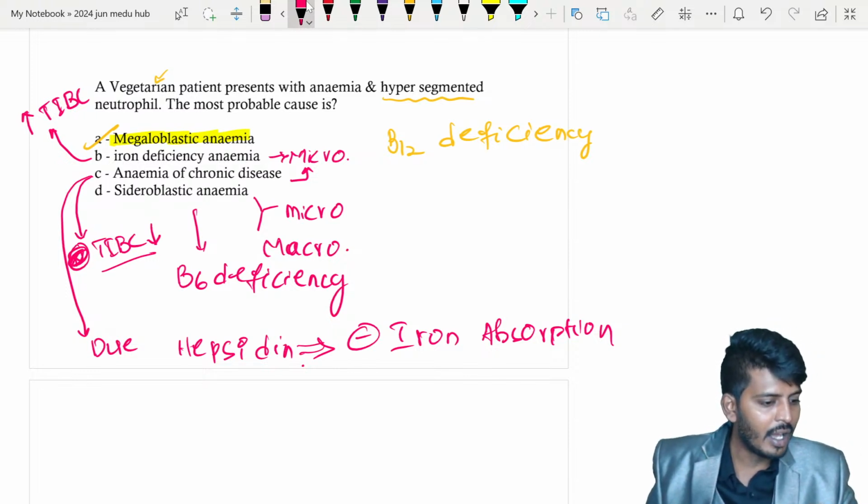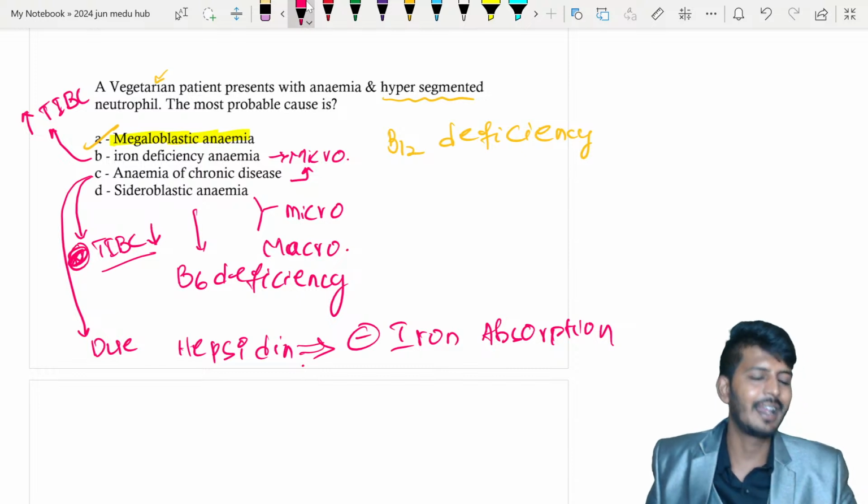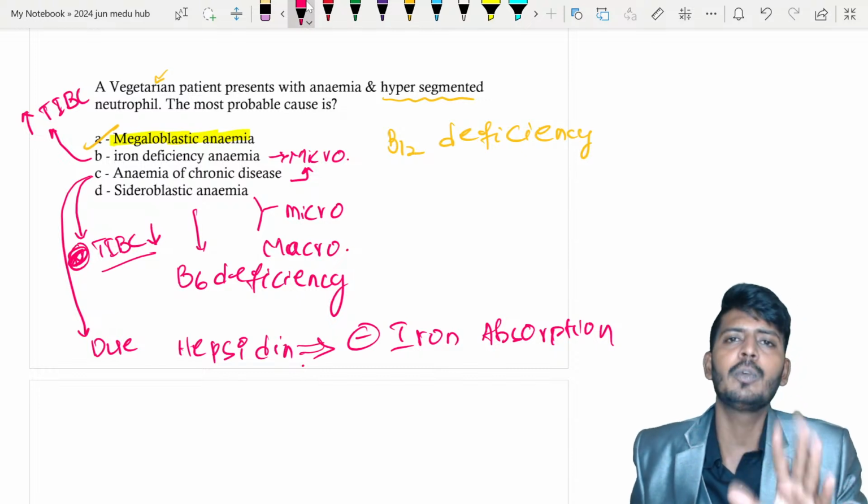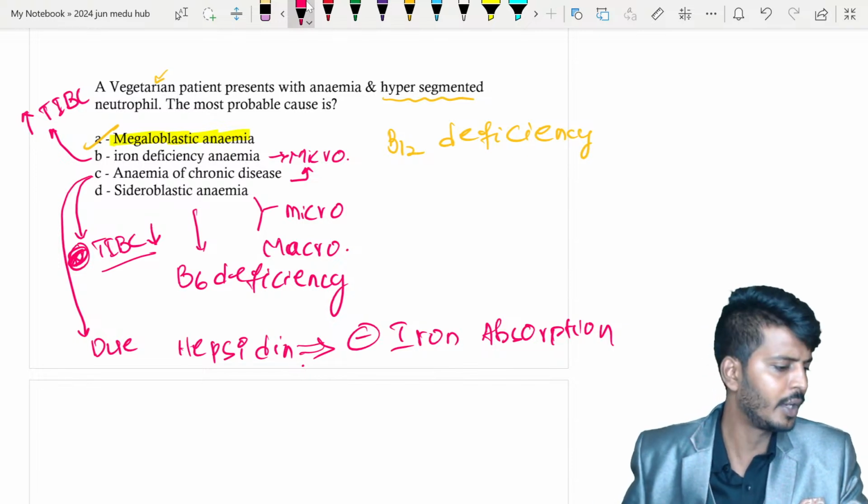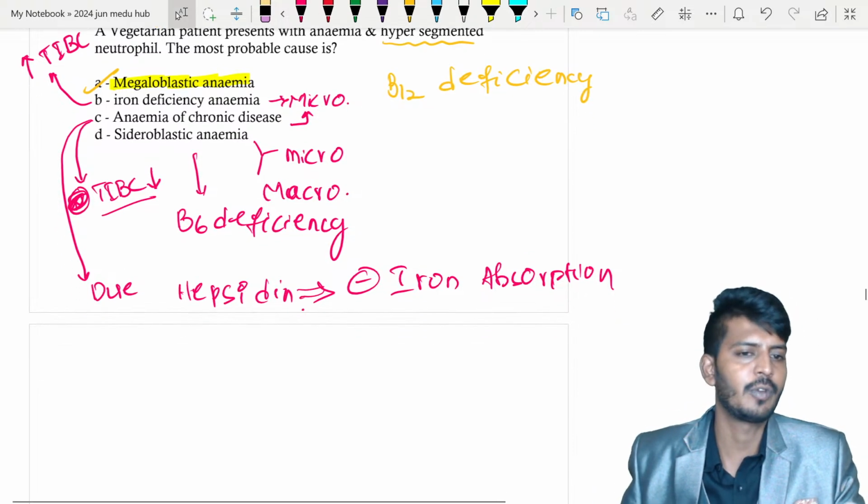So only non-veg eaters develop B6 deficiency sideroblastic anemia? No, there is no conclusive proof for that, so don't remember it like that. Okay, only non-veg, no, there is no conclusive proof for that.